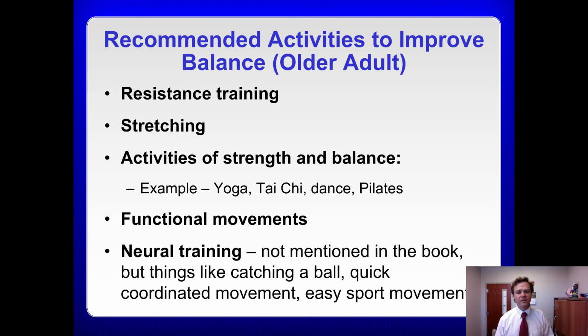Stretching is important. Activities of strength and balance, like yoga, tai chi, dance, Pilates, completing functional movements, whatever that could be: getting up off the ground, getting into a car, putting away groceries, whatever that might be. And then neural training. It's not really mentioned in the book, so I guess I kind of made it up. But things like catching a ball, quick coordinated movements, easy sport movements.